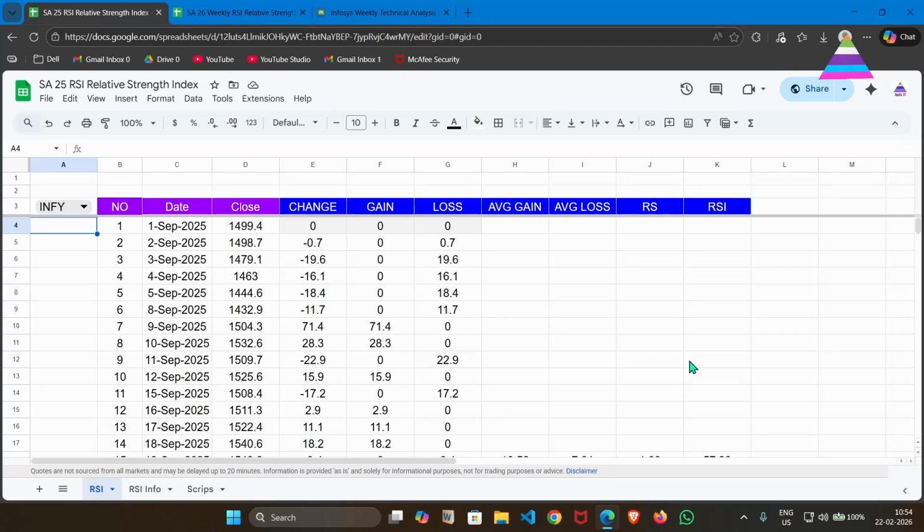In our earlier video, we learned how to calculate daily RSI using Google Sheet. In today's video, we are going to understand how to calculate weekly RSI using Google Sheet. So let's get started.